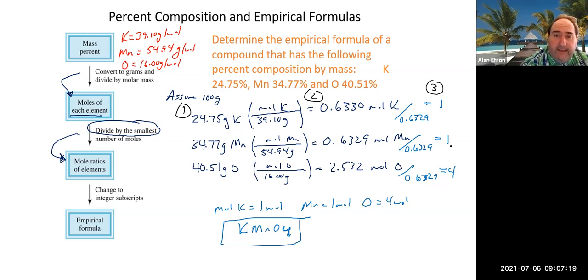Any questions on any of the steps of this basic empirical formula type problem? Okay, so this is one way an empirical formula problem can be found.